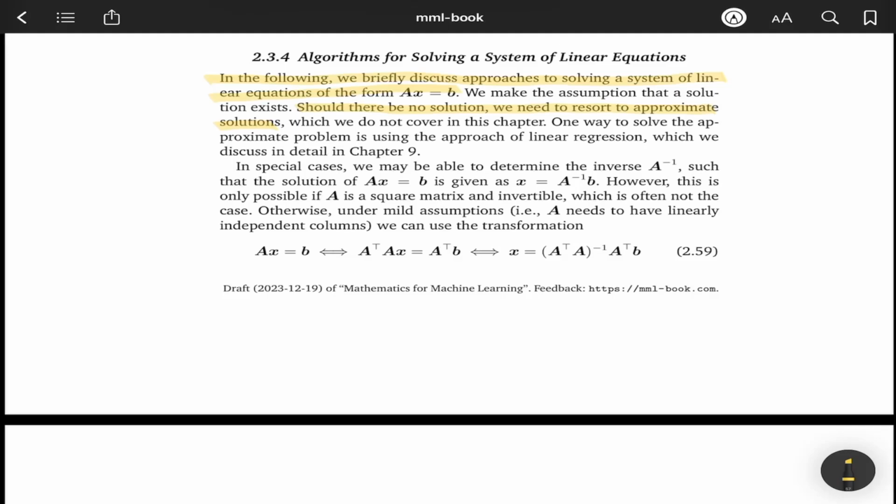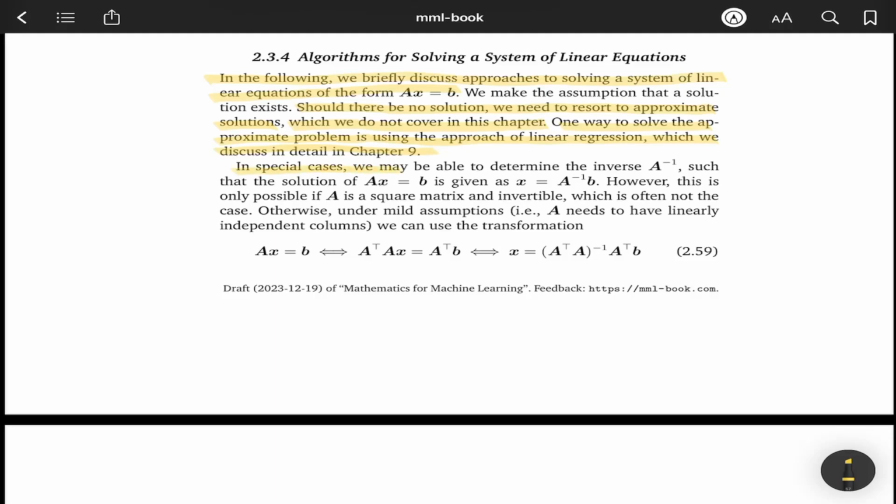How can you approximate a solution if it does not exist? Okay, we do not cover this in this chapter, but how could you actually approximate something which does not exist? I don't know. One way to solve the approximate problem is using the approach of linear regression, which we discuss in detail in chapter 9.